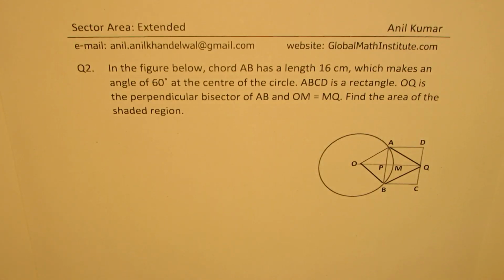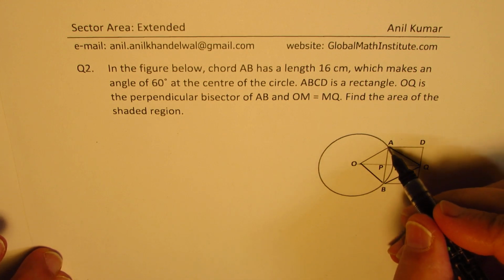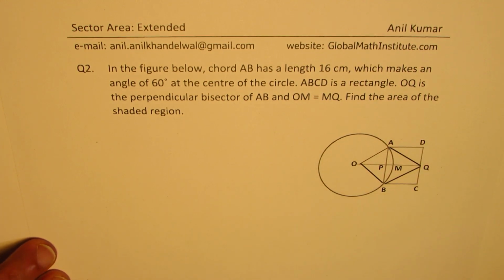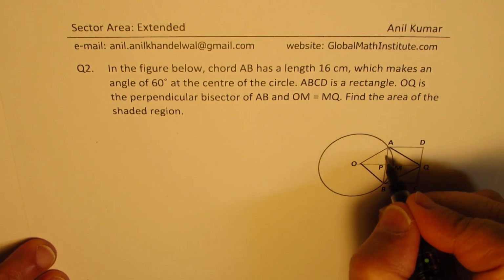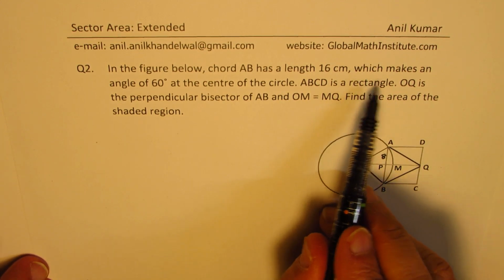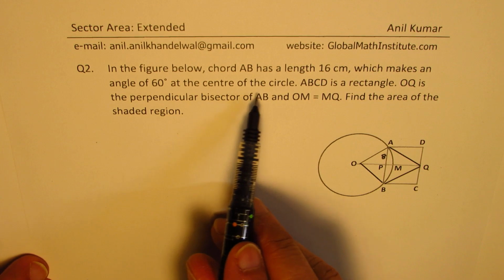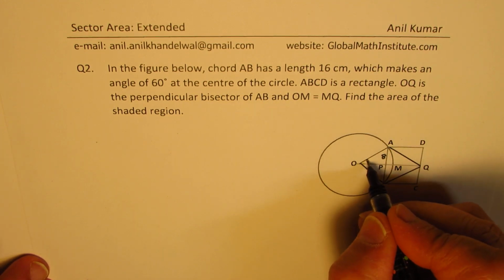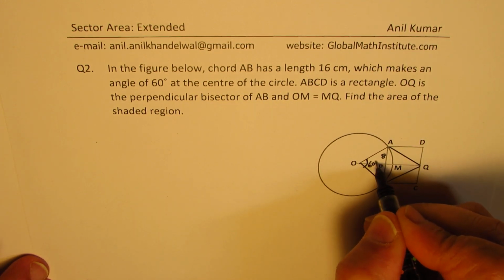Let's move on and take the next question, which is, I think, relatively simple. Question number 2 here is, in the figure below, chord AB has length 16. So this time AB is 16. Okay, so half of AB will be 8. So let me write down 8 here, which makes an angle of 60 degrees at the center. So we're given the angle. Okay, that's great. 60 degrees is given to us.